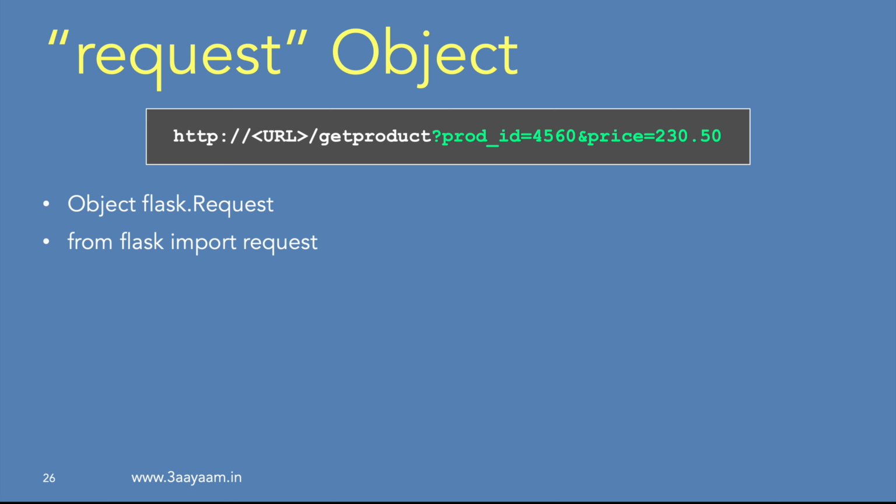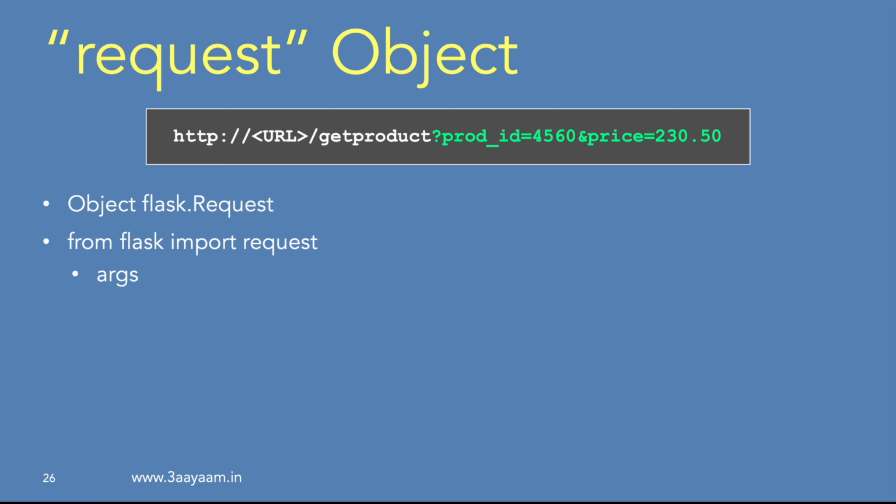And I hope you know what an object is. An object can have its own variables. Objects can have their own methods also. Similarly, the request object that we import has some variables and some methods also. I'll be talking about only the most used variables and most used methods that are used in development.